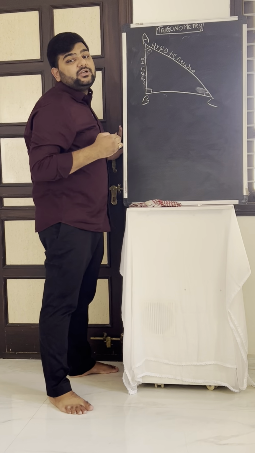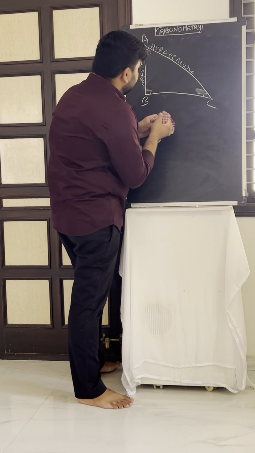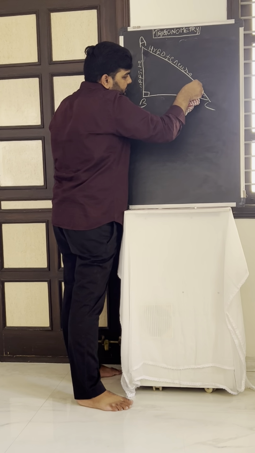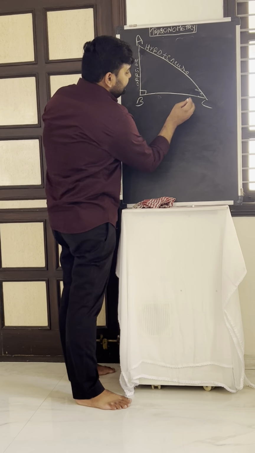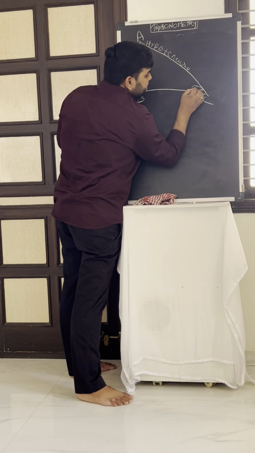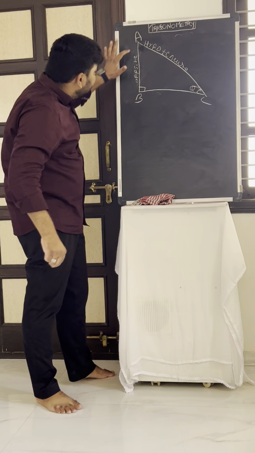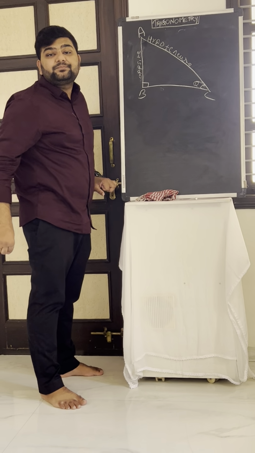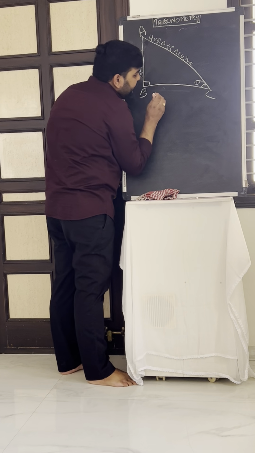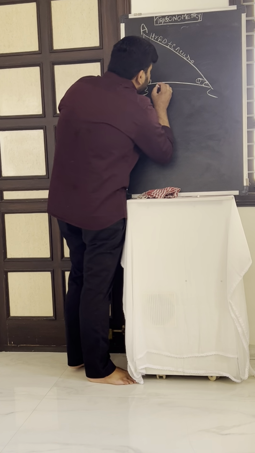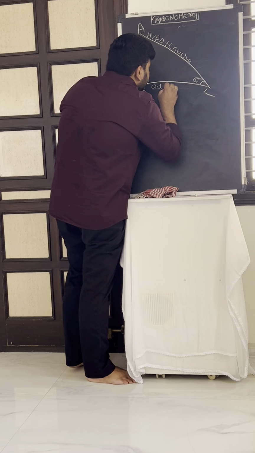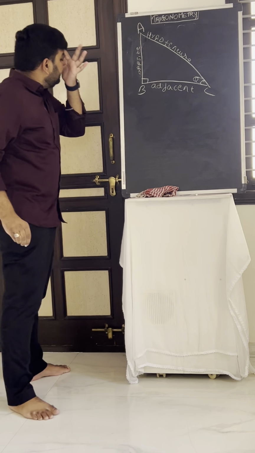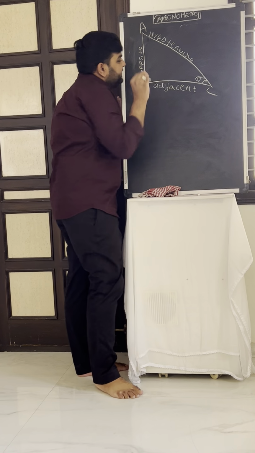We'll come to this conclusion later, but for time being, let us consider this angle as theta only. So if this angle is theta, this will be its opposite side, and this will be its adjacent side. This side will be called the adjacent side, okay? This side is nothing but the adjacent side.